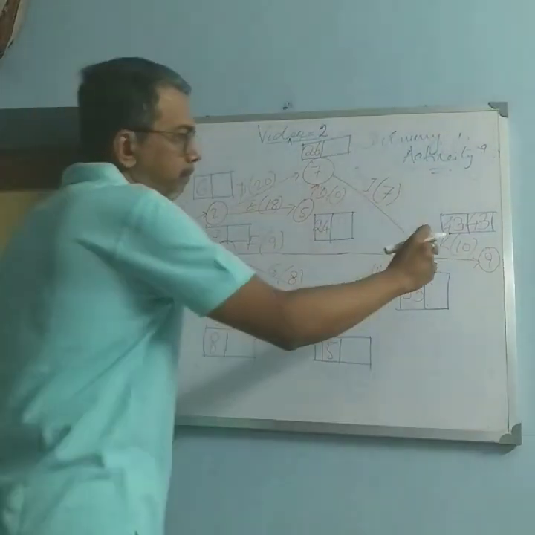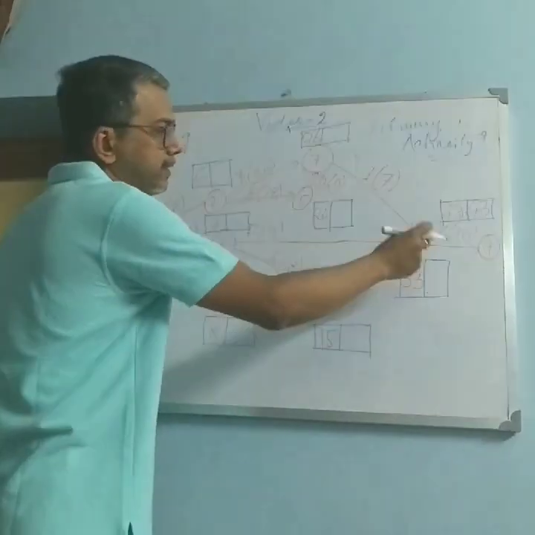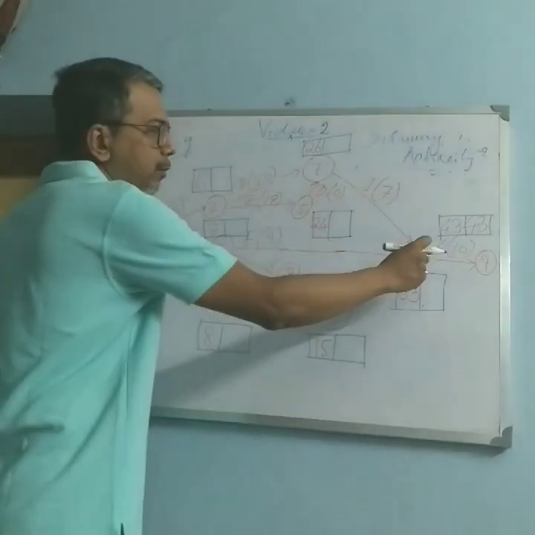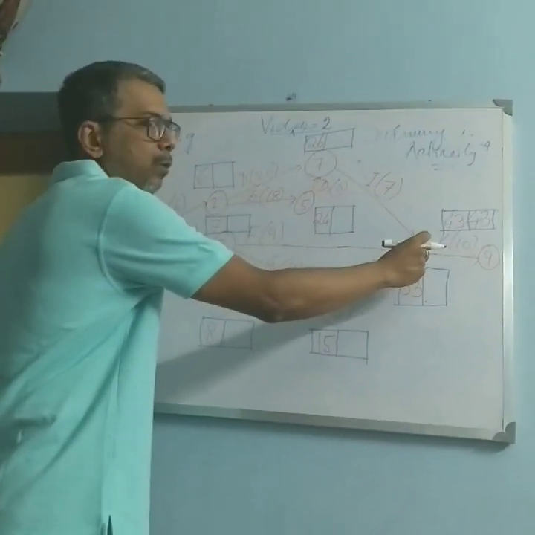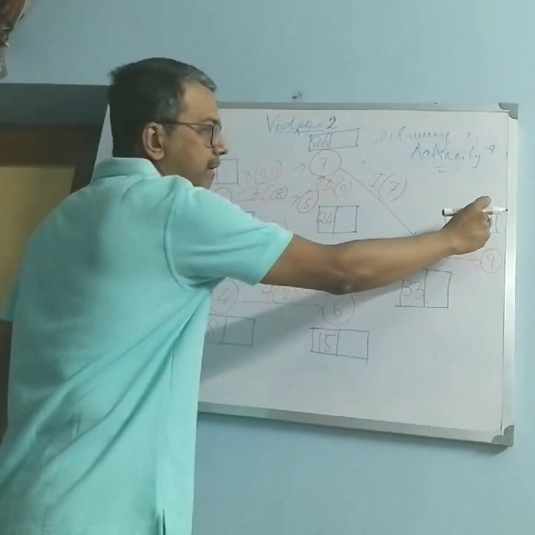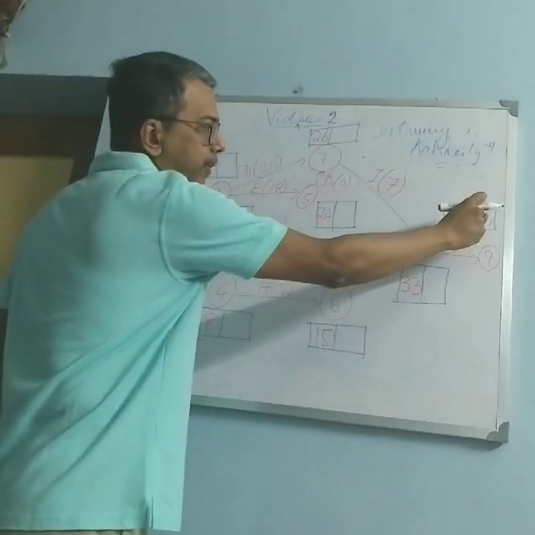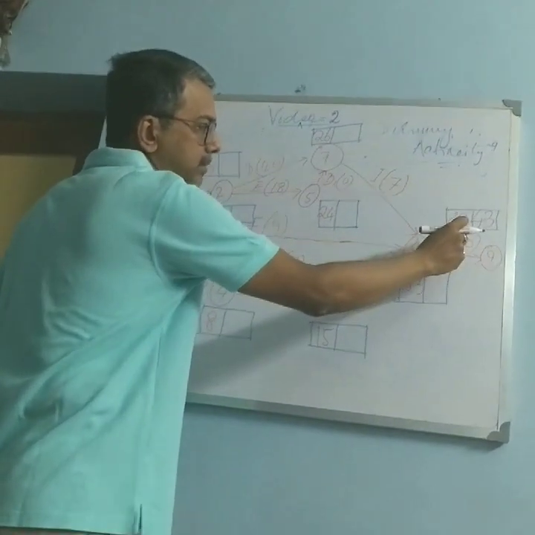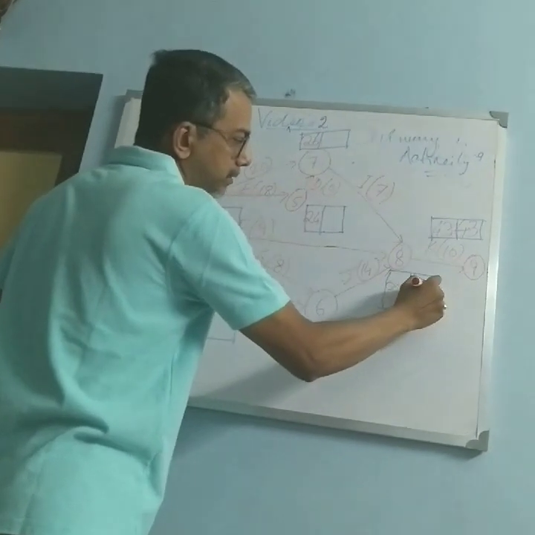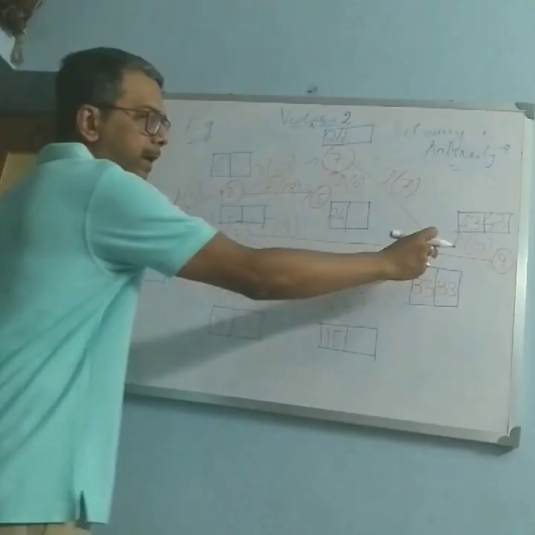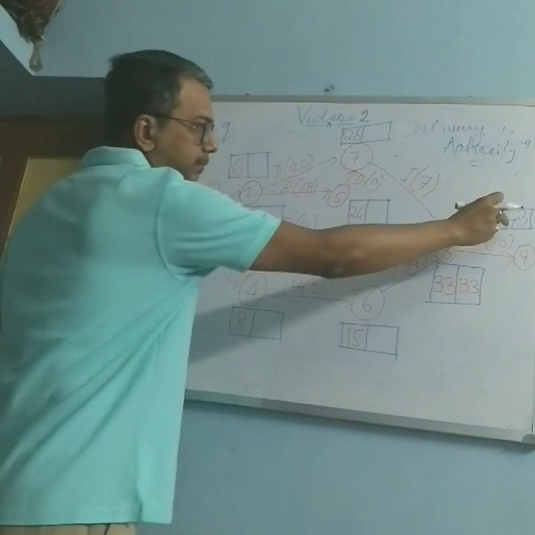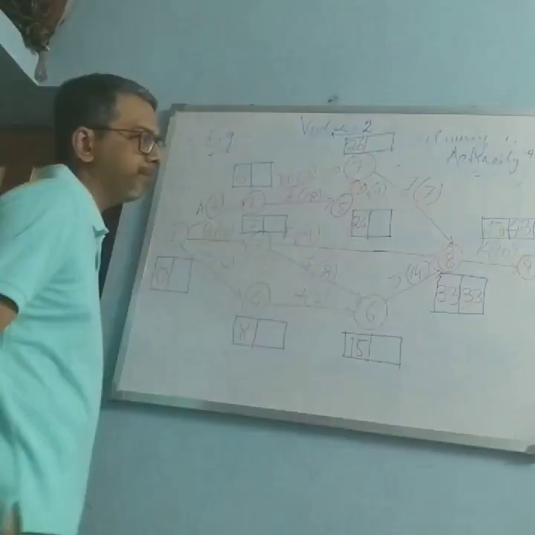So let us come to 8. How many arrowheads are coming to 8? Only one arrowhead. So no problem. Here we have to subtract from 43. So 43 minus 10, 33. Only one arrowhead is there, so no problem. So 43 minus 10, 33.